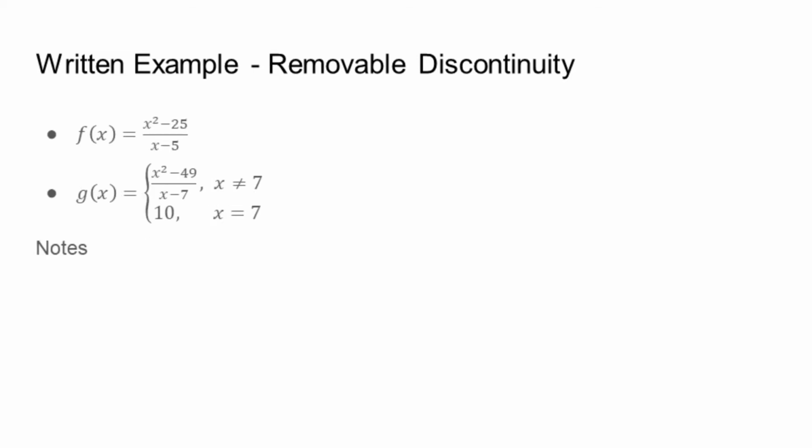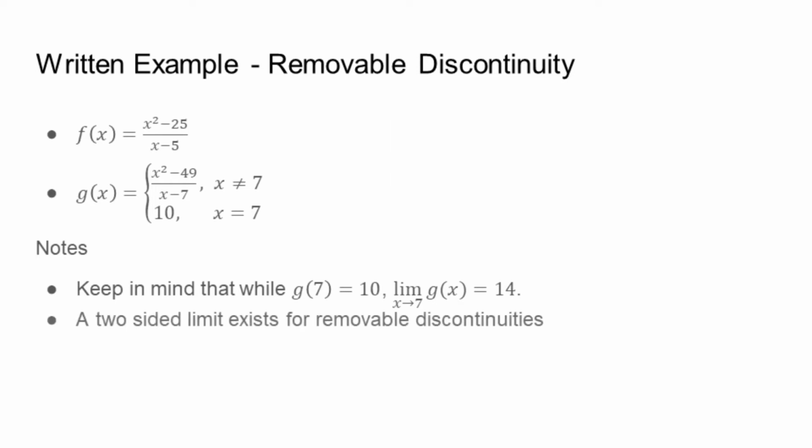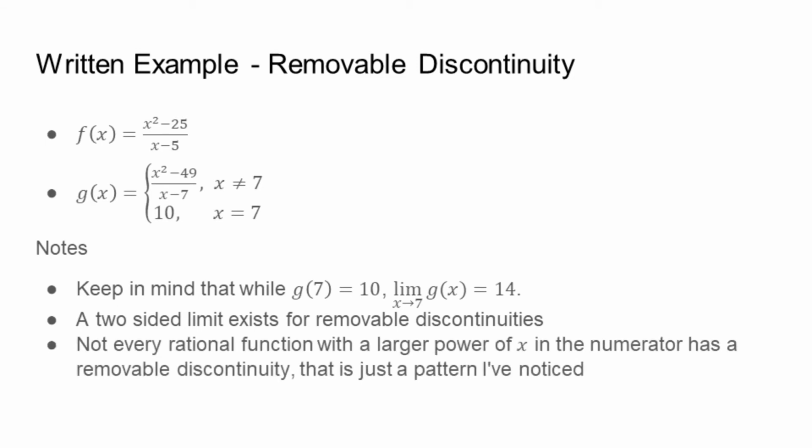Some things to remember when solving a removable discontinuity. For one, keep in mind that while g of 7 equals 10, the limit as x approaches 7 of g of x is 14. A two-sided limit exists for removable discontinuities, and not every rational function with a larger power of x in the numerator has a removable discontinuity. That's just a pattern I've noticed.